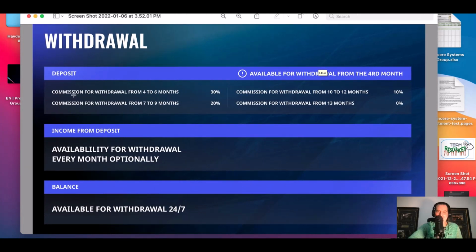So that first screenshot there, guys, of the 30%, okay? If you were to withdraw your funds from 4 to 6 months from your investment date, they would charge you a 30% fee to withdraw. From 0 months, so the day you invest, to the 3rd month, you cannot withdraw your funds. Your funds are in there for 3 months, basically, and you can't withdraw them. I just wanted to say that at the top here, okay?